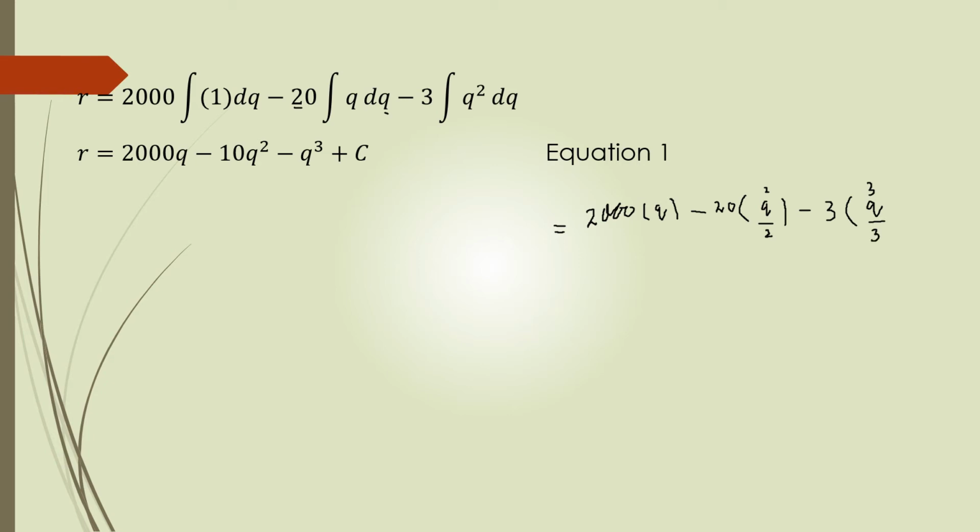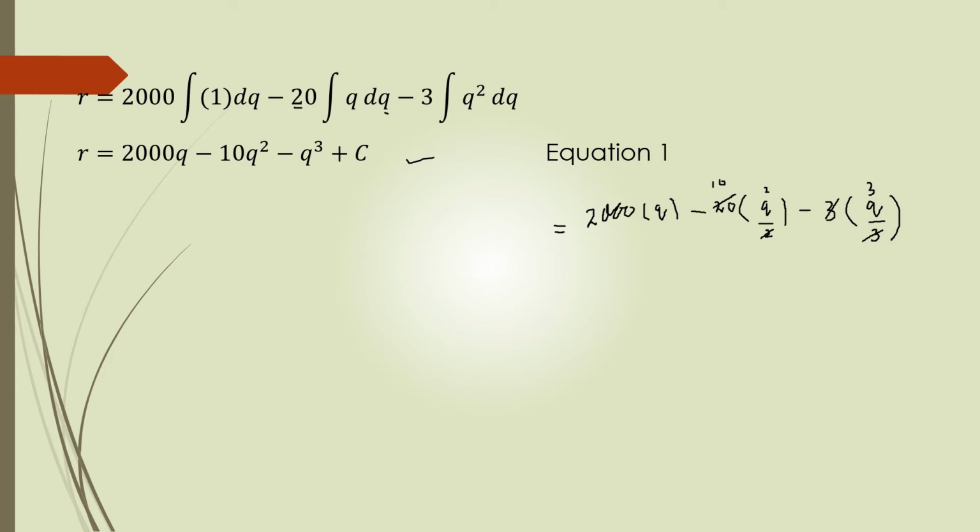Okay, so now my dear student, this 3 and 3 are cancelled, this 20 will be cancelled with this 2, so here we have 10. So that's why the integration of this step is R is equal to 2000 q minus 10 q square minus q power 3 plus c.